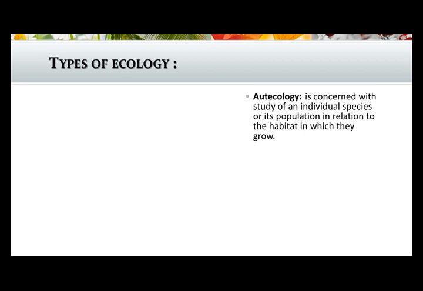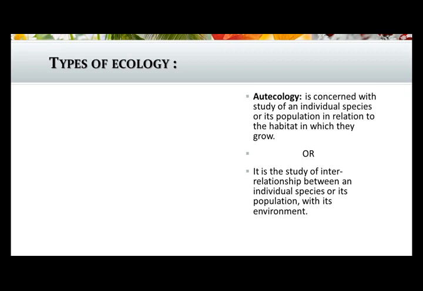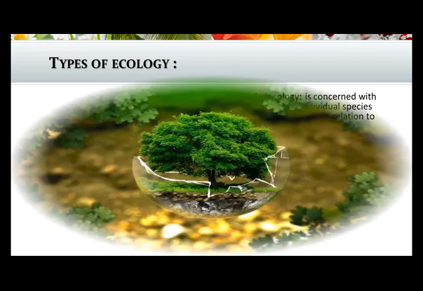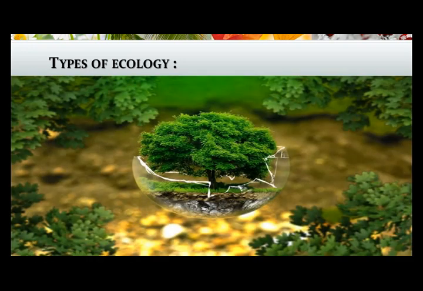Autecology is concerned with the study of an individual species or its population in relation to the habitat in which they grow. Or it is the study of interrelationship between an individual species or its population with its environment. Now here, if you take this single tree into consideration and study the other biotic factors interacting with it, and how this plant is interacting with the abiotic factors, then this type of study, we call this Autecology.